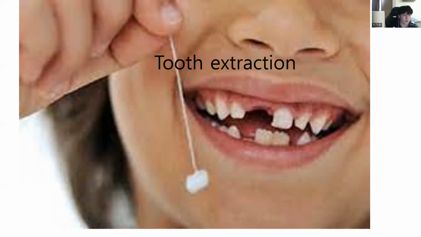Sometimes impacted wisdom teeth cause recurrent infections of the gum and may be removed when other conservative treatments have failed. In orthodontics, if the teeth are crowded, healthy teeth may be extracted to create space so the rest of the teeth can be straightened.